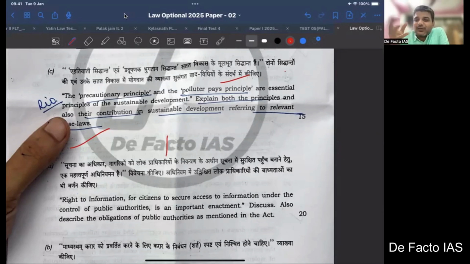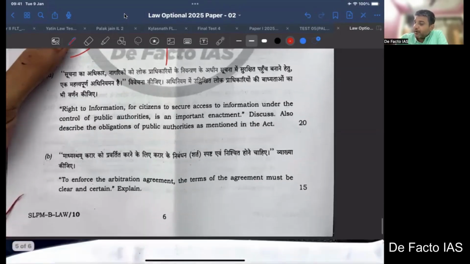To differentiate your answer, what you can do, if you remember in the optional foundation batches, I used to say always start with a new international Stockholm conference, a different principle of the Stockholm conference, and then say okay, so and so principle provides for the same. So that makes your answer a little bit unique. Otherwise the question is again very repetitive.